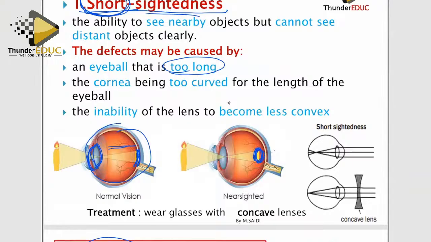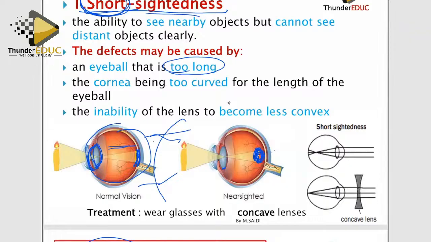Number two, the cornea is being too curved. Meaning that if it is too curved like this, it means that now it is more convex. The light is being bent too much. It's being bent too much before it reaches even the lens itself. So it makes basically the image to be focused before the retina.